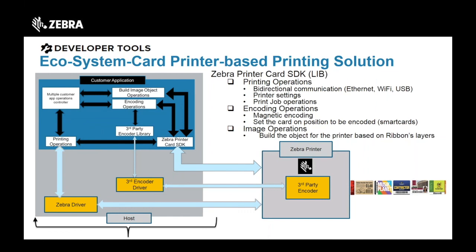For encoding operations, we provide full magnetic encoding libraries, but for Smartcards, we only provide some methods that you can use to position the card to be encoded. For image operations, we provide the tools, the classes that you will need to work and build the image based on the ribbon layers. I'm going to explain those things later.